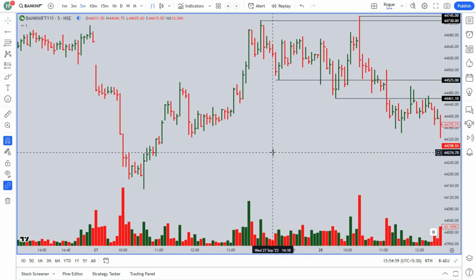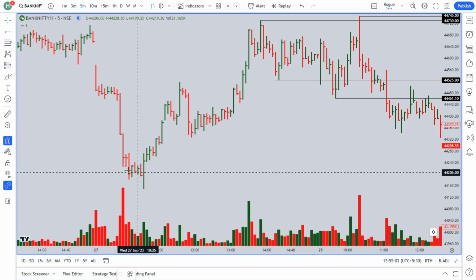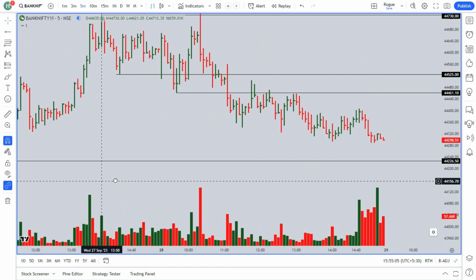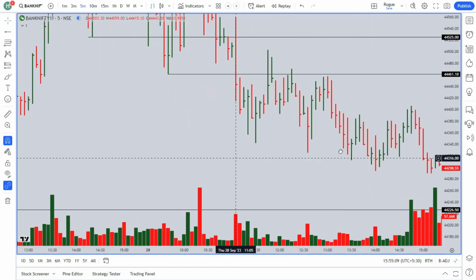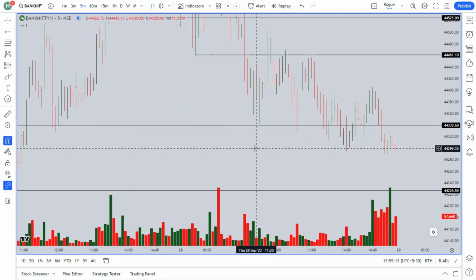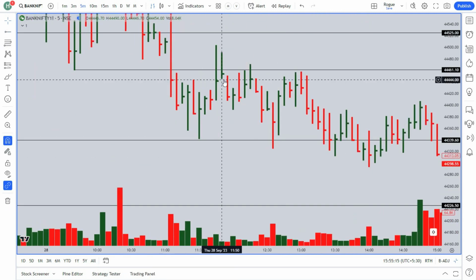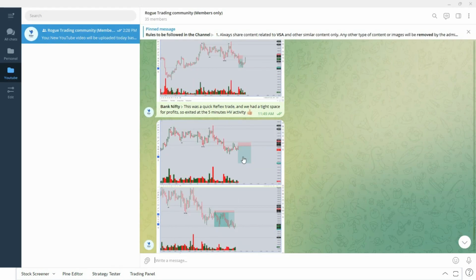And what was the next target? Since this level was respected already, the next target was the low of this high volume activity. That's it. Okay, this was the target initially, but I'll tell you why I exited again at the same levels. Let me just give you this. So here, we again executed our trade, and we share the same thing with them actually.